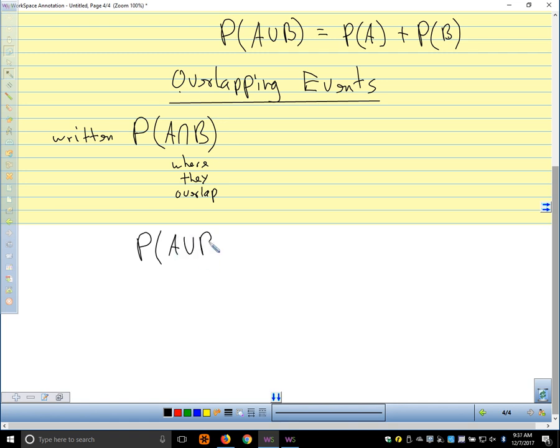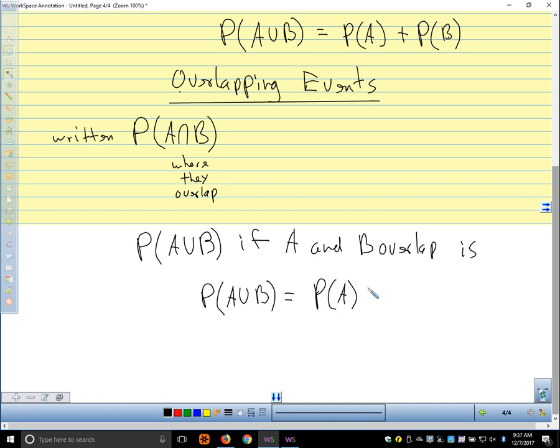The probability of A union B, if A and B overlap, is, I'm going to write it this way, we add the two together, probability of A plus the probability of B, but this counts some of the overlap, and that counts some of the overlap, so we have to subtract the probability of the overlap, A intersect B. So we subtract the probability of the overlapping events.